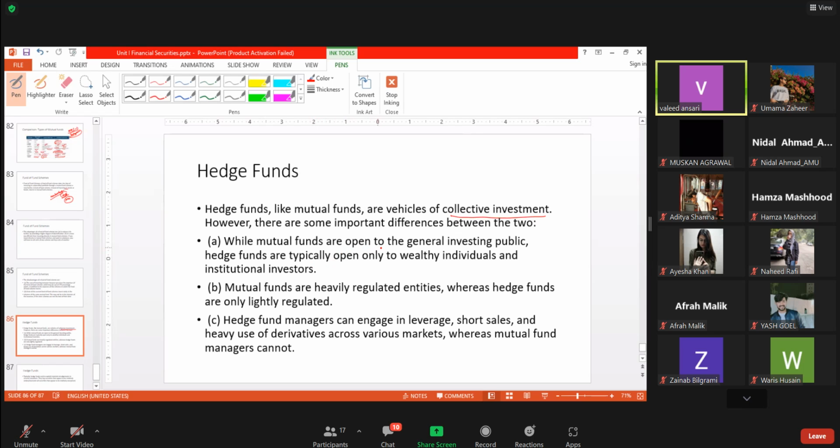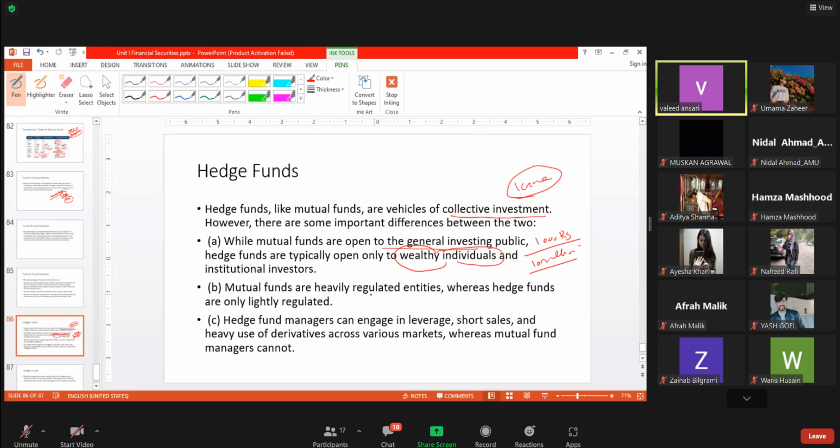While a mutual fund is open to the general public, hedge funds are typically open to wealthy individuals. Not every Tom, Dick and Harry, or one making 1,000 rupees, can participate. The minimum investment may be 1 million or 10 million. Like Zerodha is operating a hedge fund where the minimum investment is 1 crore, or some other hedge funds which are there. The minimum amount will be high, and institutional investors make large investments.